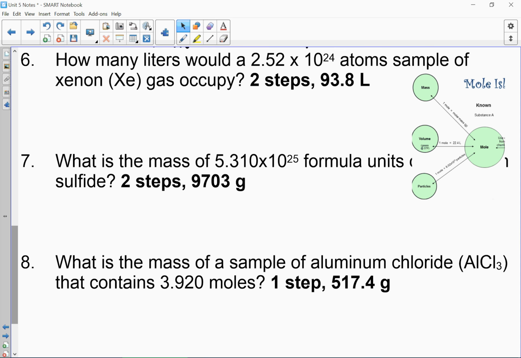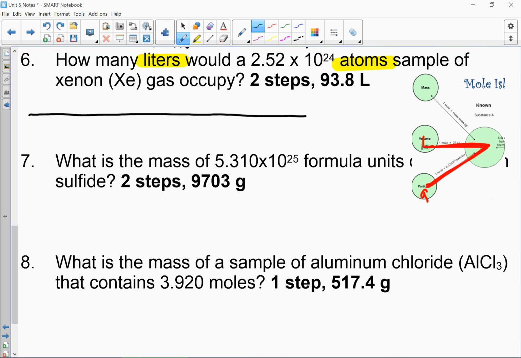All right, next one, find your units. You got to find your islands. I see liters and I see atoms. I've got liters here. Remember, that's on volume, and atoms down there on particles. Has to be a 2-step, right? You can't go directly there in 1 step. So set yourself up a big fence. Start with that 2.52 times 10 to the 24th atoms.